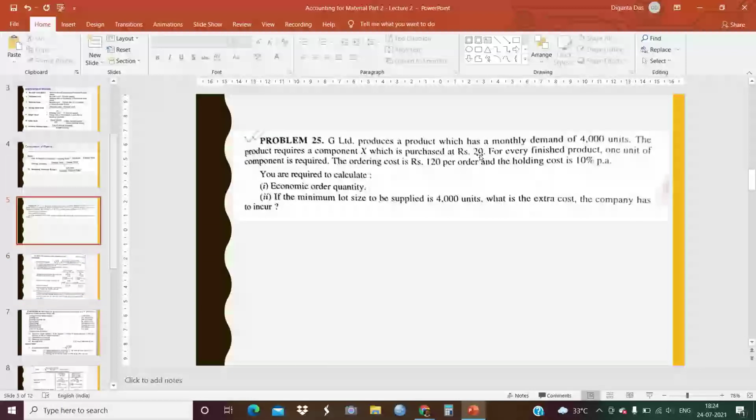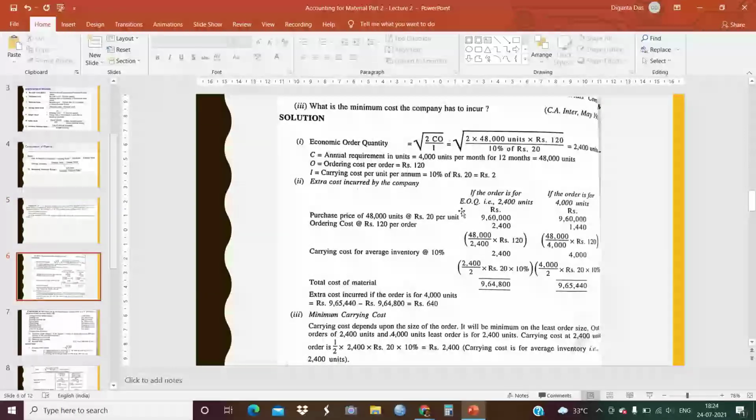Again, you see, if the minimum lot size is 4,000 units, then how many orders? 48,000 divided by 4,000, that means 12 orders. So if we place the economic order quantity, how many orders do we have to place? 20 orders. If we order 4,000 units at a time, we have to place 12 orders. So this is ordering cost.